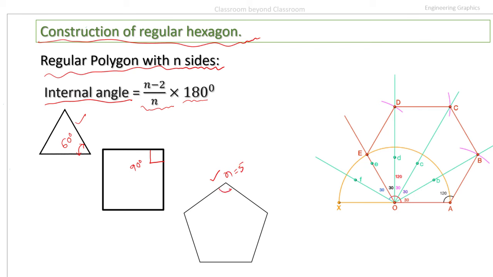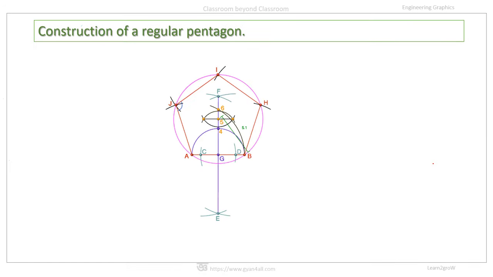So the internal angle for a pentagon is equal to 108 degrees. Similarly, for a hexagon, n is equal to 6, so it will give the internal angle equal to 120 degrees. This is the angle. So we'll construct this type of hexagon, and moreover, we'll also construct a regular pentagon by using proper engineering drawing methods. So let us dive into the next section of the video.